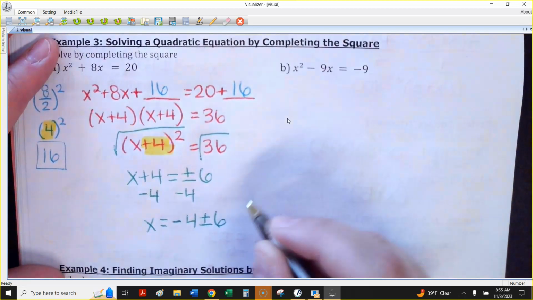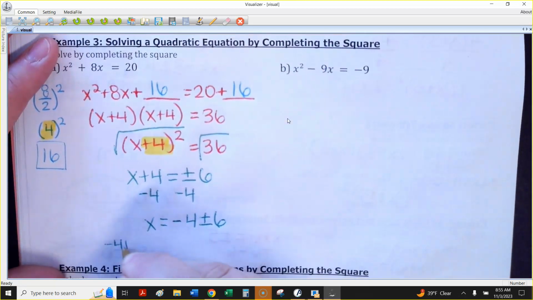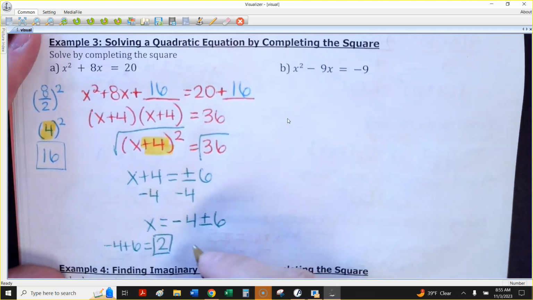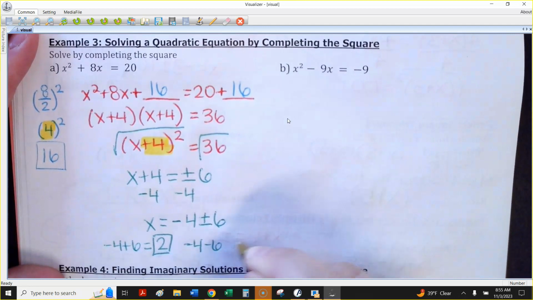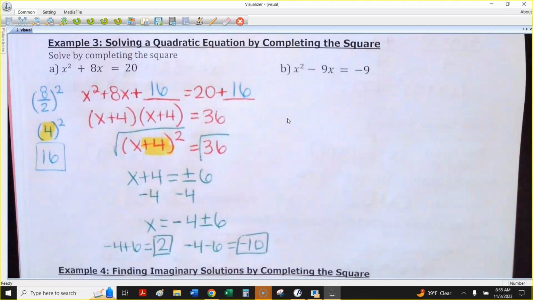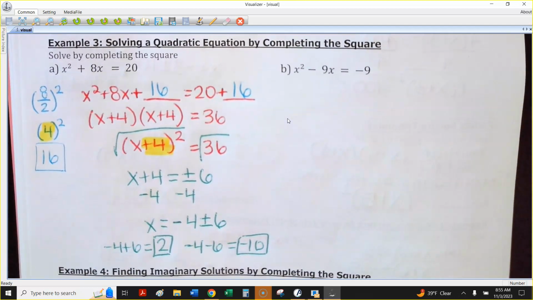So if I do negative 4 plus 6, I get 2 as one of my answers. If I do negative 4 minus 6, I get negative 10 as one of my answers. So if you can actually add or subtract, go ahead and do that. My two answers for this question, I got positive 2 and negative 10. Both of those are real numbers.